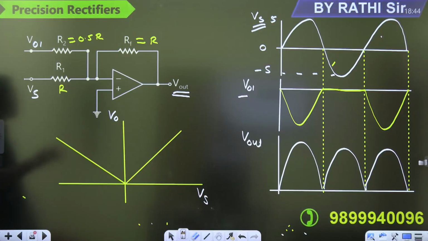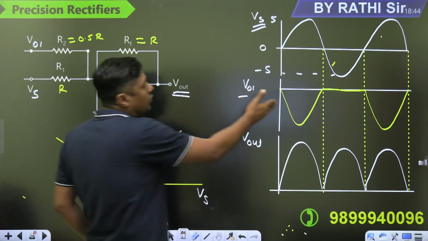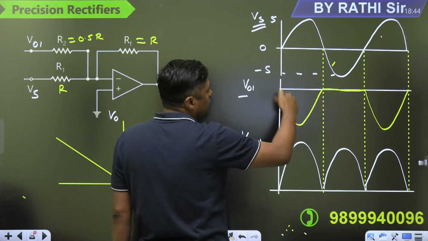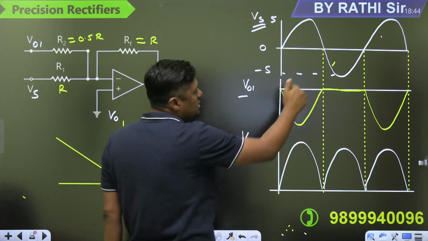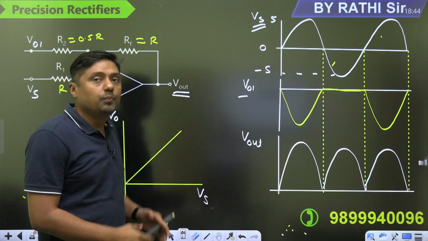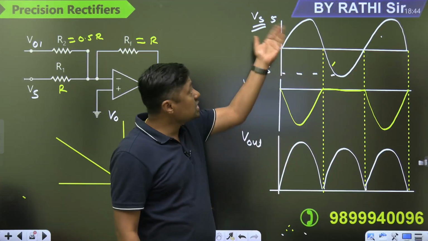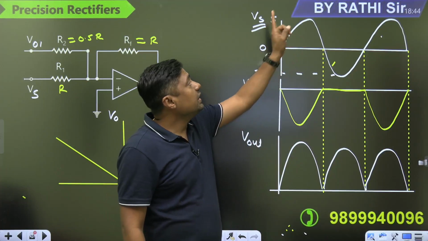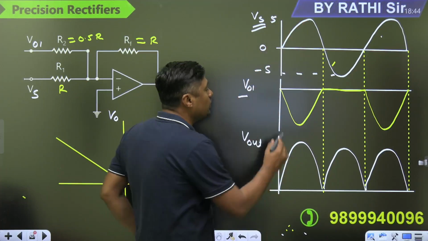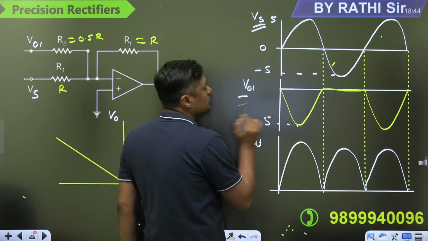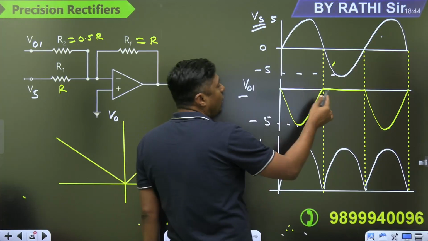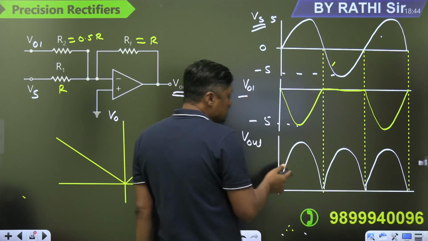Now, in terms of Vs, what is the V0 one? Plus Vs or minus Vs? In the positive half, the V0 one is minus Vs. Minus Vs means it is plus 5, but what is the V0 one? Minus 5. And during the negative half, what is the value? 0. Now watch this and compare this.